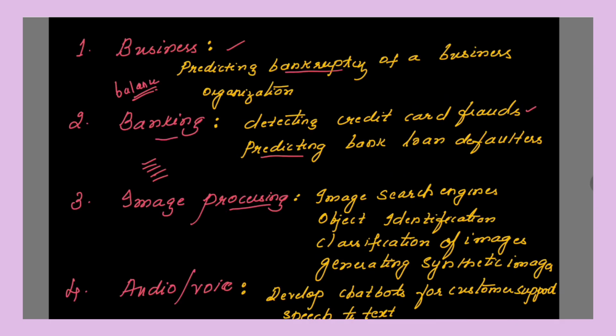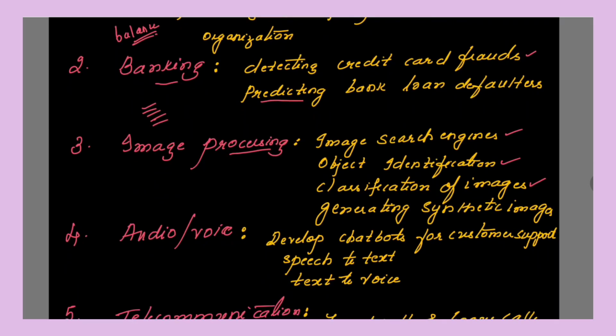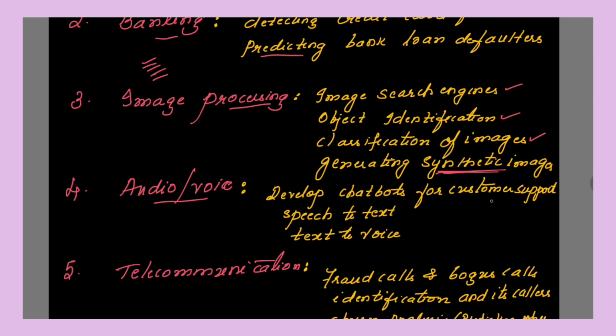Then we have image processing. So searching images, then identifying objects, then you have to classify the objects, generating synthetic images. Now we can see that most of the time we have synthetic artificial images getting created using AI. Develop chatbots for customer support, speech to text and text to voice. So this is a useful application.